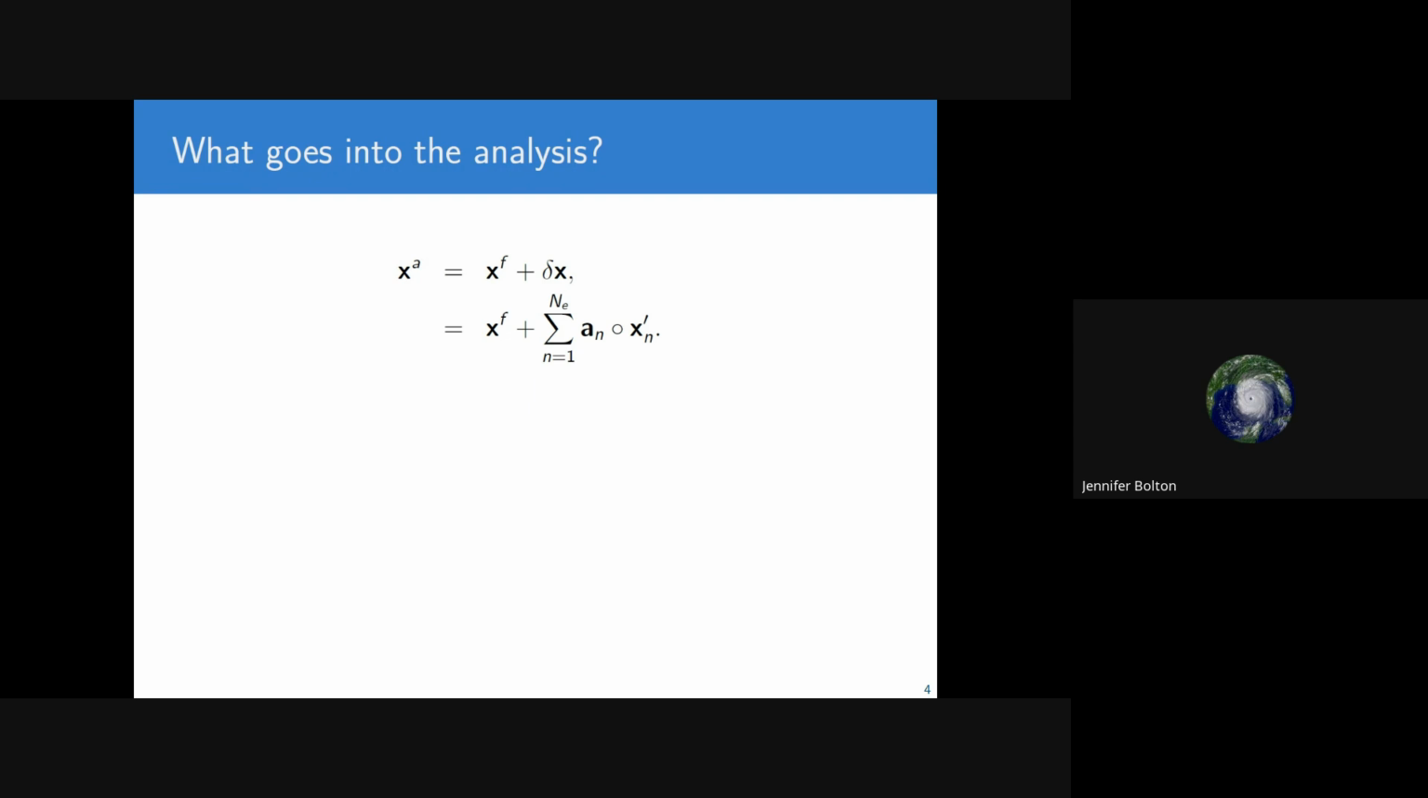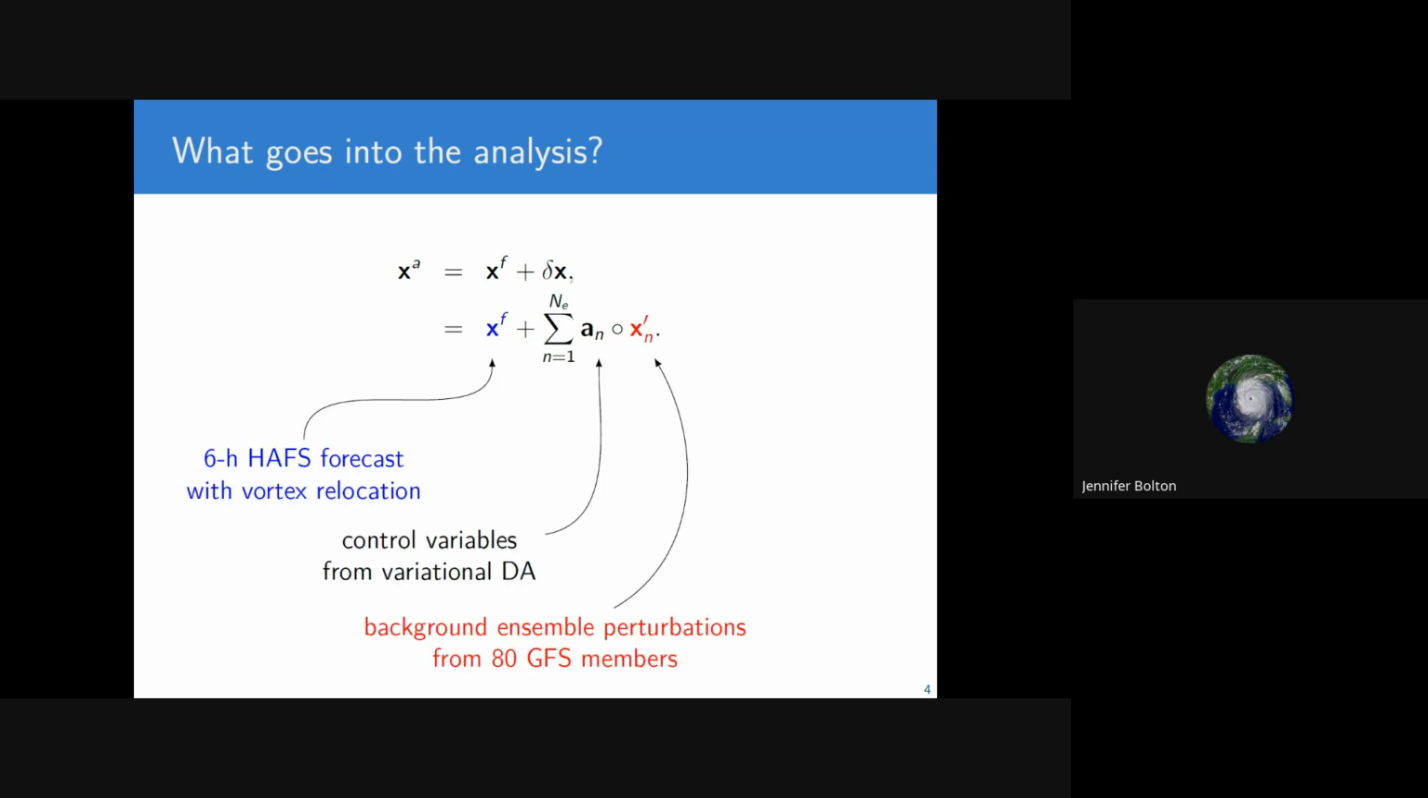That increment just comes from a weighted combination of perturbations that are coming from an ensemble. In this case, our ensemble comes from GFS. So we actually are going to take perturbations from GFS, weight them to give us that increment that I showed you. That XF is just our first guess. This includes vortex relocation as well. Those A's are our control variables. That's what the variational DA system is going to find, whether it's 3D ensemble var or 4D ensemble var. And those X prime values are just coming from our 80-member GFS ensemble that's used for GDAS.